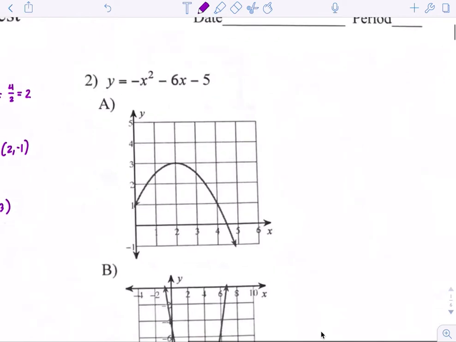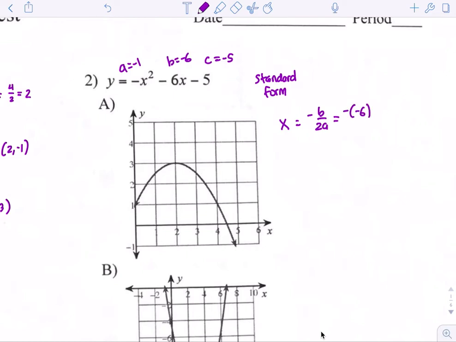So let's look at number 2. All right, 2. Standard form again. So let's find our a value, which is negative 1, your b value, which is negative 6, and your c value, which is negative 5. So your vertex, you guys, x equals negative b over 2a. Then we got negative of negative 6 over 2 times negative 1. Negative times negative 6 is 6 over negative 2, negative 3. So to find your guys' y value of the vertex, just plug in negative 3 into the equation.